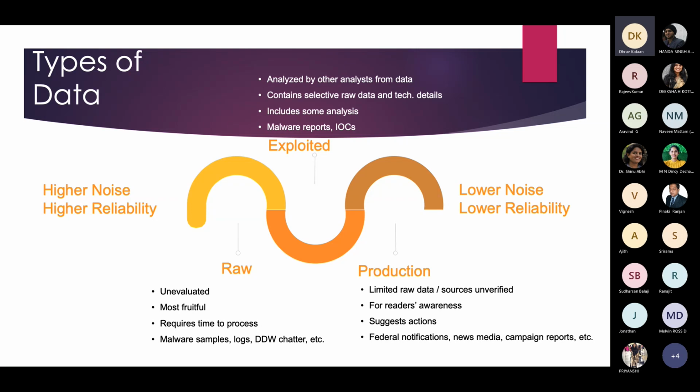Now, to answer your question on the deep dark web, it depends on the type of information you're picking up. Classifying a source is not correct; classifying data is the right way to go about it. The source can even be the surface web, but it depends on the type of data you have. If you're picking up an evaluated, analyzed report even from the dark web, it goes under exploited data. If you're picking up information which is very raw, it will fall under raw data.